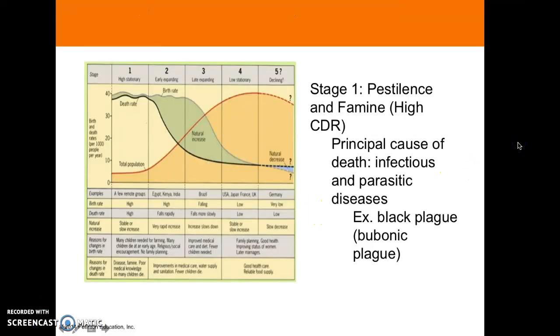So we'll start with stage 1. Even though we know that there's no country today in stage 1, stage 1 is marked by large pandemics or epidemics. The cause of death for most people is going to be pestilence and famine, so lack of access to food and infectious diseases or parasitic diseases. There's a high birth rate, but the death rate is also really high, primarily because of these infectious and parasitic diseases. You have a high infant mortality rate. The high death rate means the population remains stable, so that NIR is low. And historically, a stage 1 disease in Europe would have been the bubonic plague.